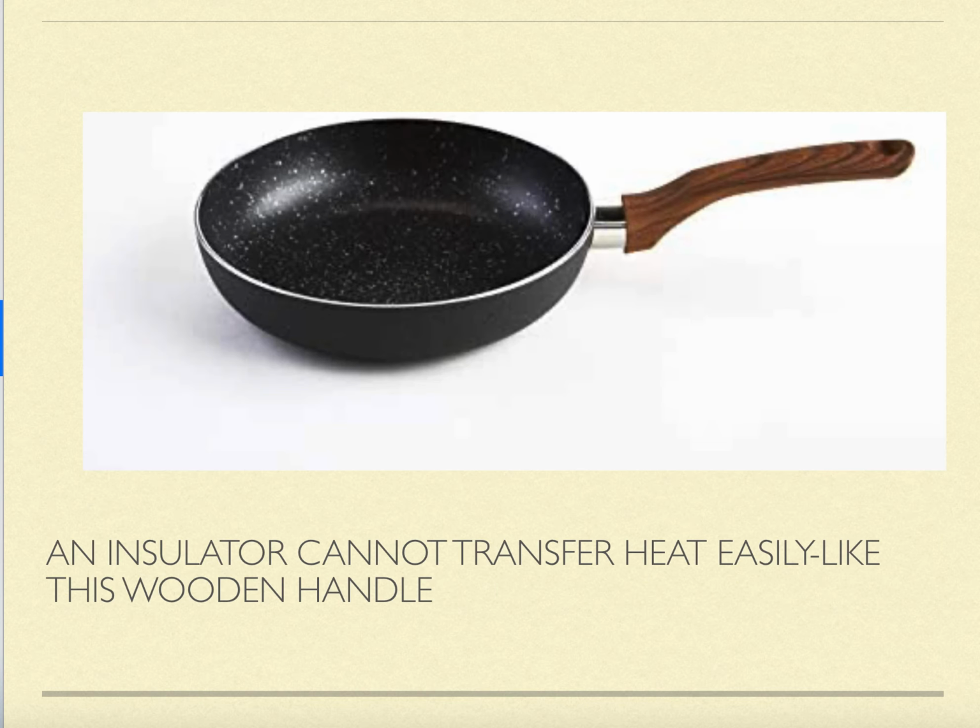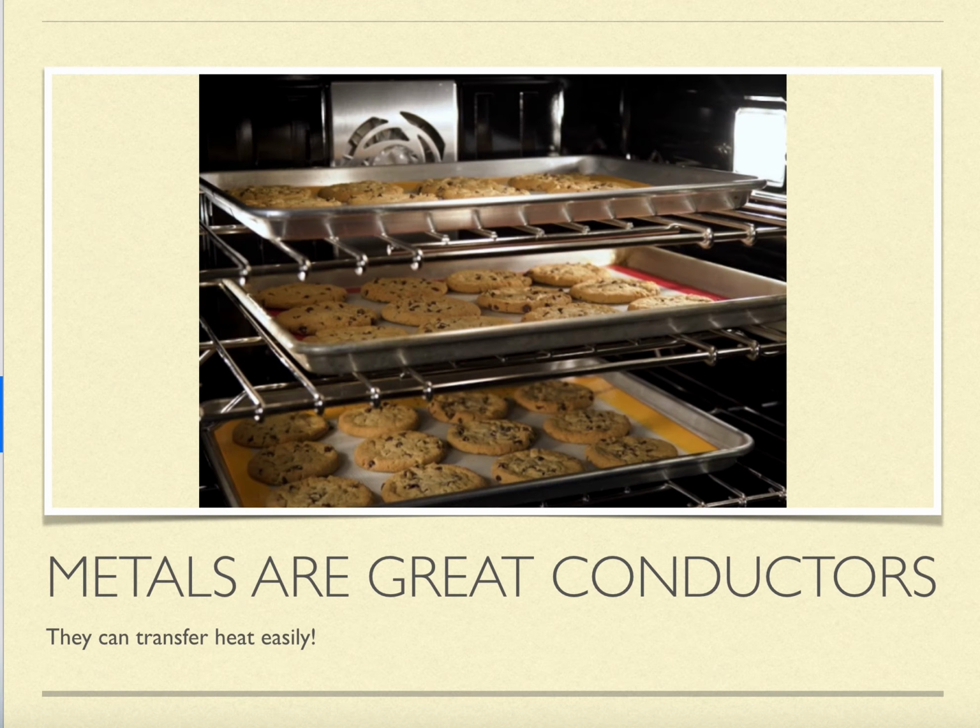Here's another pan where the pan part is made of metal, but the handle part, you can tell, is made of wood. That's also because wood is an insulator. Heat isn't going to transfer to it easily, so it's not going to burn you. So take a look at the pans in your kitchen and see the different materials they are made out of. Pay attention to the skillet part versus the handle part. Are they made out of different materials?